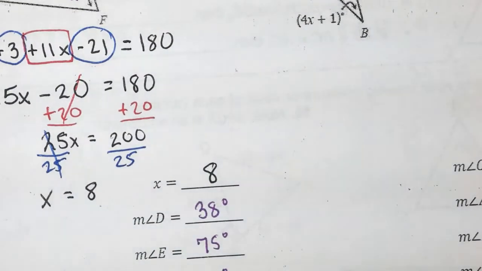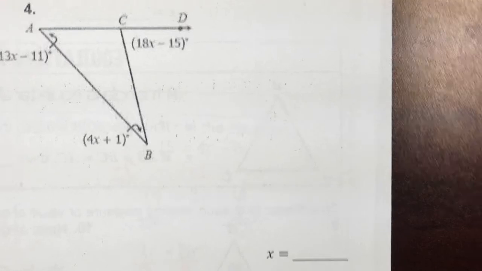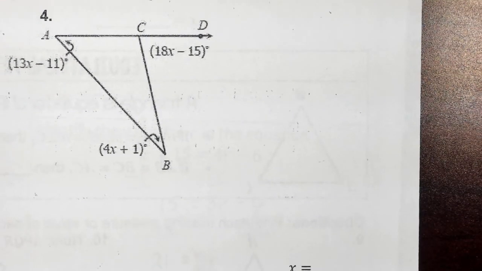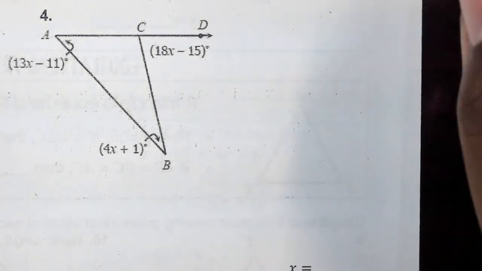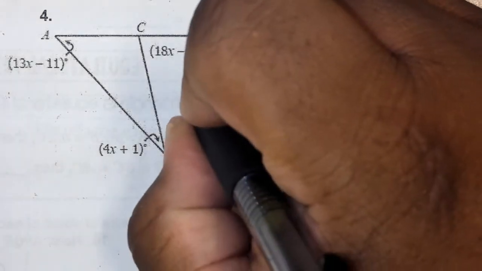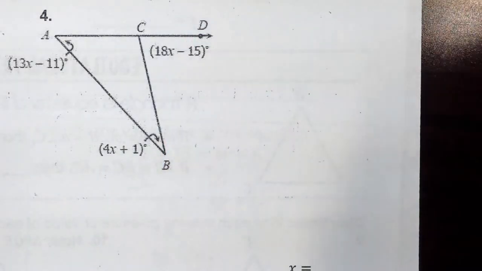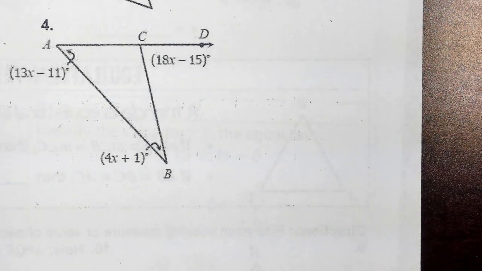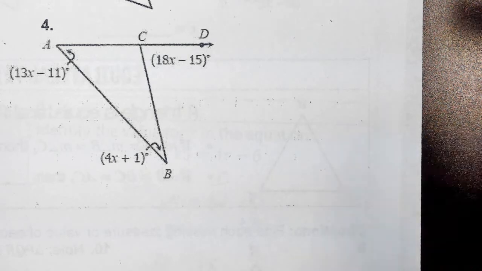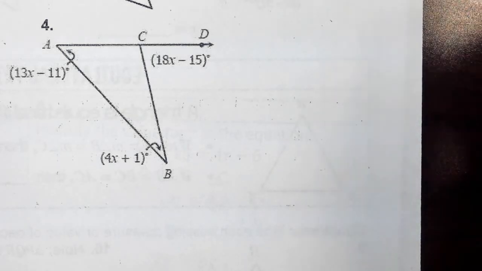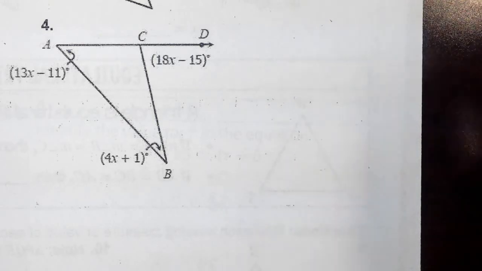Moving on. Number 4. This is exterior angle theorem. Devin, what equation would I write to solve for x? You gotta talk louder. I feel like your heart not in it today, man. I'm gonna come back to you. Jasavion.